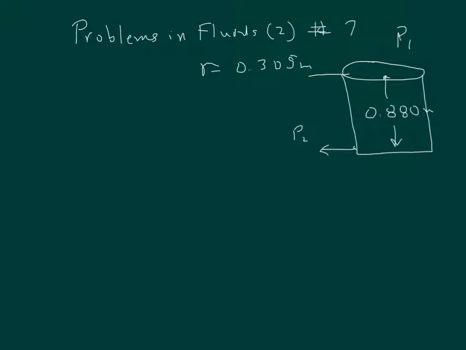Problems in Fluids 2, number 7. A barrel of oil is a cylinder that holds 55 U.S. gallons of oil. A drum is nominally 0.880 meters tall, 0.610 meters in diameter, which I've already shown is a radius of 0.305 meters. Suppose it is full of oil with a density of 0.800 grams per cubic centimeter, and that would be then multiplying by 1,000, 800 kilograms per cubic meter.